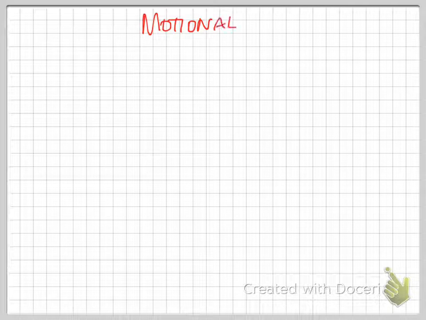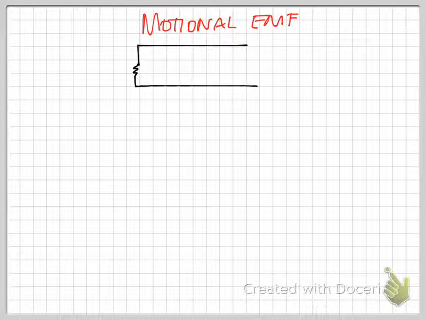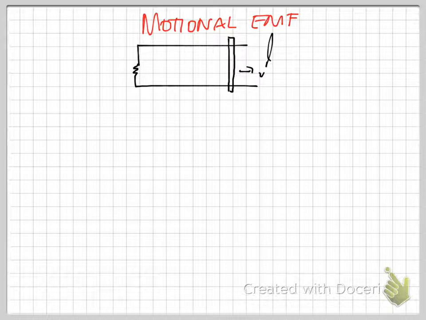So the next thing that we're going to look at is motional EMF. And so the big example that we're looking at is, let's say we have a track, put a bar on that track. We have a length L here, that thing is moving with a velocity this way, and in the area we have a magnetic field, a constant magnetic field pointing out of the page.